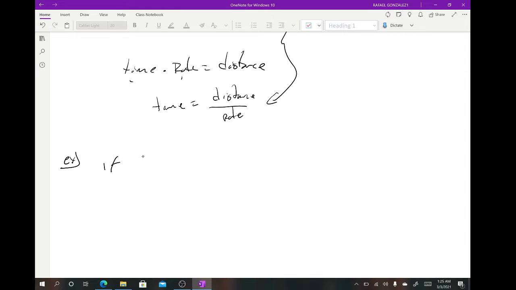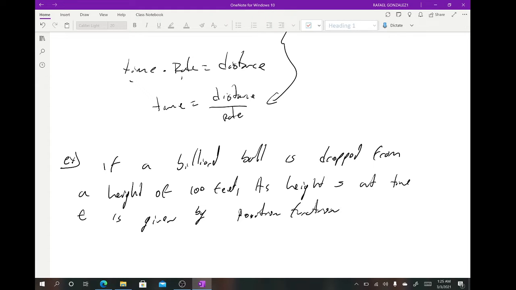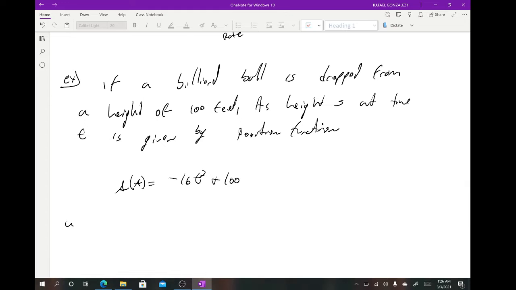Maybe we'll do two. So if a billiard ball is dropped from a height of 100 feet, its height s at time t is given by the position function s of t equals negative 16t squared plus 100, where s is measuring feet and t is measuring seconds.